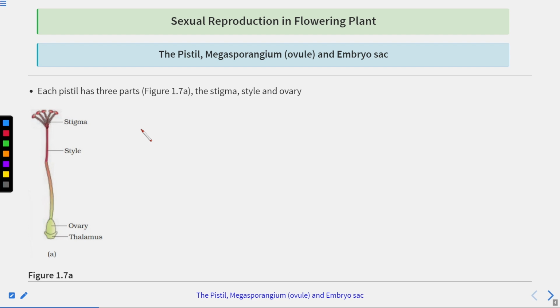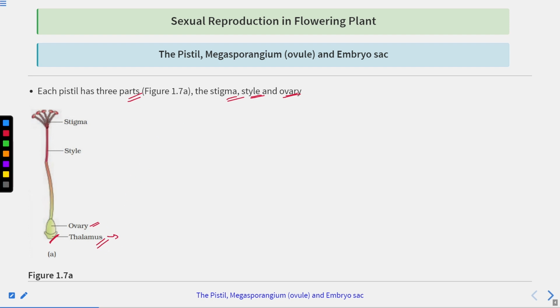Now let's talk about the parts of the pistil. The pistil has three parts: ovary, style, and stigma. The swollen base is known as the ovary. This entire structure, the gynoecium, is attached at the thalamus. What is thalamus? Thalamus is the swollen part of the pedicel. And what is pedicel? Pedicel is the stalk of the flower.